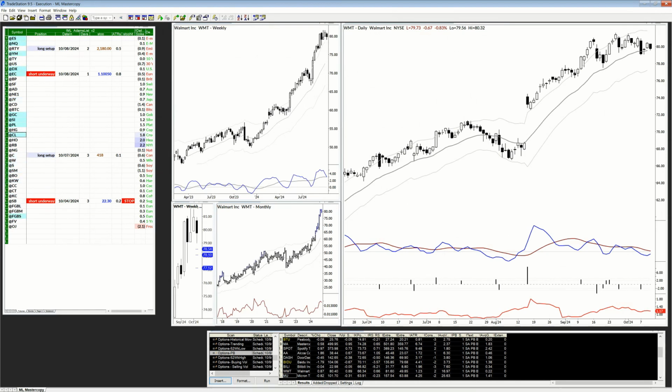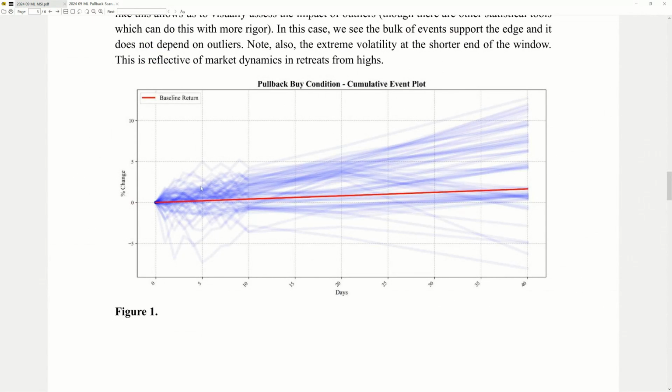So this, again, is not a nuanced signal. This is a very, very rough signal. And if you just closed your eyes and bought any random day, you get the red line. So the red line is basically your buy and hold return. That is what you need to compare everything else to. What you notice here is with these pullback signals, the majority of them do cluster above the line.